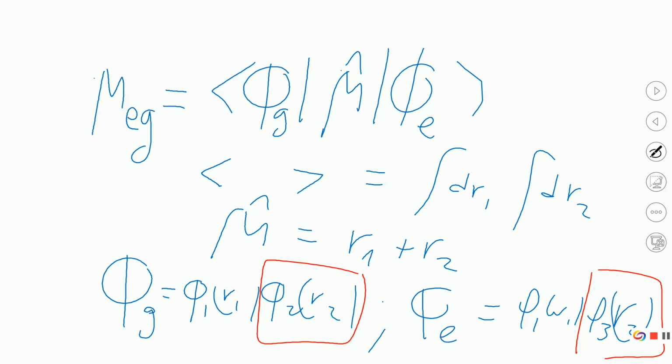So we are practicing transition from ground to excited. Ground is first and second, excited is first and third. Dipole element is summation of positions. And these angular brackets mean integration over position of the first electron, integration over position of the second.